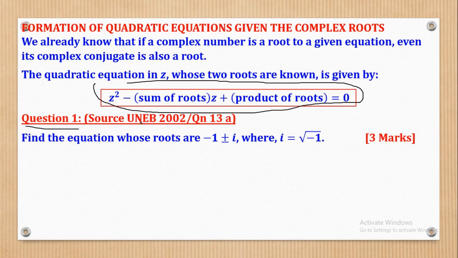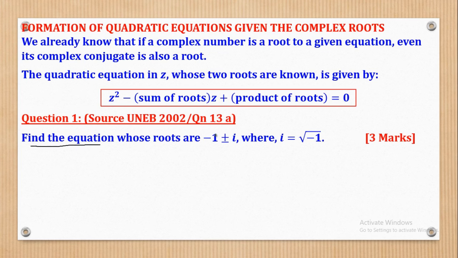So question 1 came from UNEB 2002 paper 1 question 13a and says find the equation whose roots are -1 plus or minus i, where i is the square root of -1. So I think you realize that even here they have given you a complex number and its conjugate. So always if a complex number is a root, even its conjugate has to be a root. So here they have simplified it by giving you both the complex number and its conjugate.